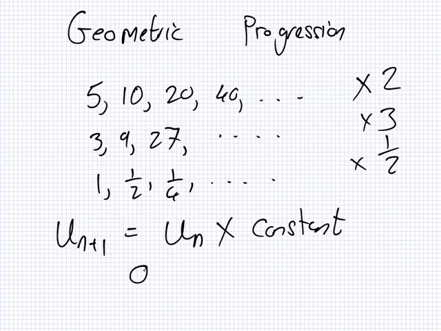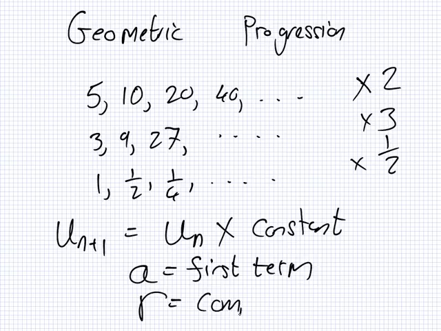And again, A, no surprise, is representing the first term. And R is what we call the common ratio, which is the multiplying term. So please note those words.